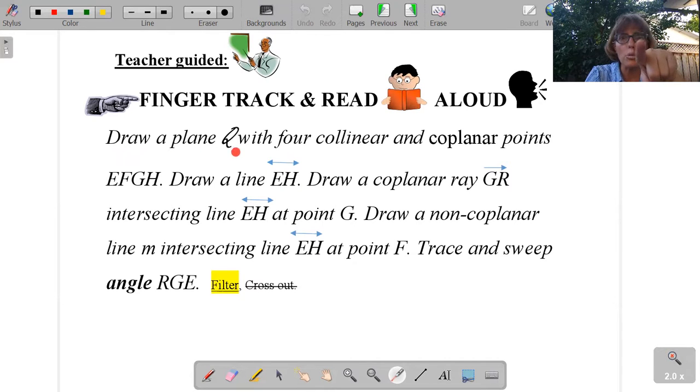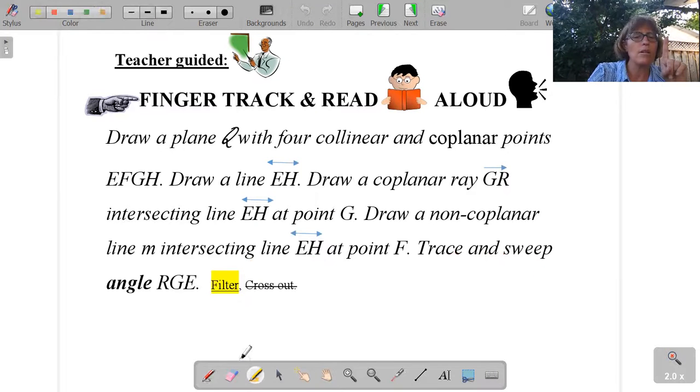Draw a plane Q with 4 collinear and coplanar points, E, F, G, H. Draw a line EH. Draw a coplanar ray GR intersecting EH at G. Draw a non-coplanar line M intersecting EH at point F. Trace and sweep angle RGE. That's number 1. Number 2, you highlight or underline keywords.